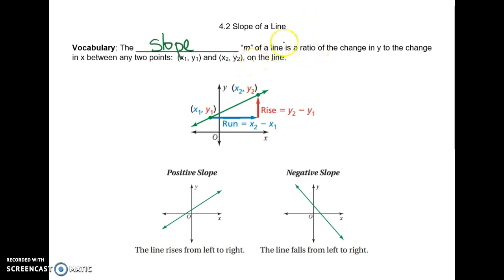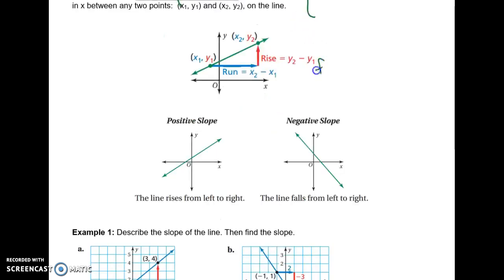So slope, it's going to be the ratio. We are almost always going to write this as a fraction. So ratio is another word for fraction. And we are almost always going to write our slopes as a fraction. So when we said we're going to use m, we're going to write m equals, and it's the difference in, we talked about the rise or the run.